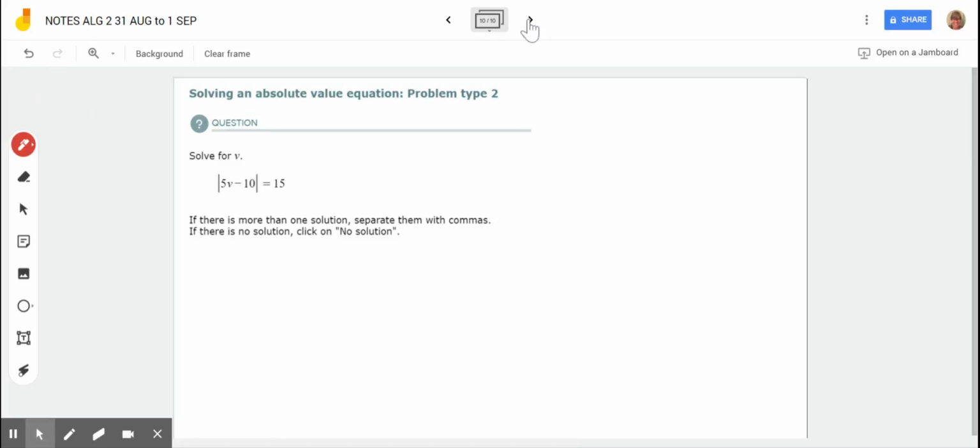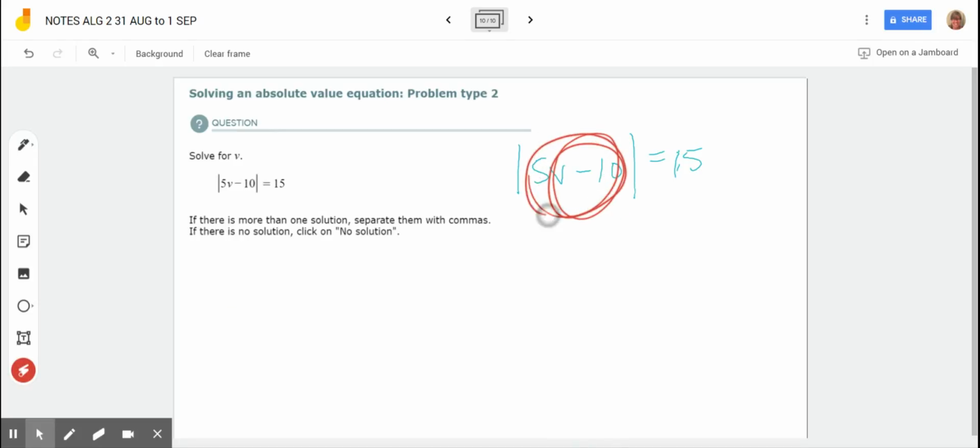Next type. Now look, the variable's stuck inside the absolute value here, but then they have some extra stuff. That's okay. The point is to get the absolute value by itself, which it is. It is absolutely by itself. There's nothing attached to it. There's nothing we need to subtract. So I'm going to rewrite the problem. You are going to suck out the inside, so to speak. Whatever's inside here, I'm going to cover it up, doesn't matter what it is, could be equal to positive 15 or negative 15.